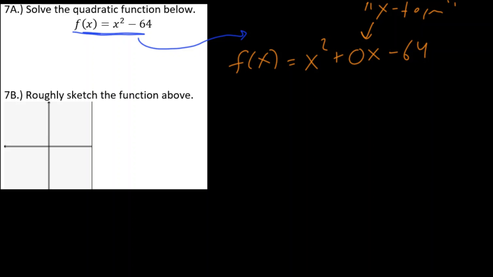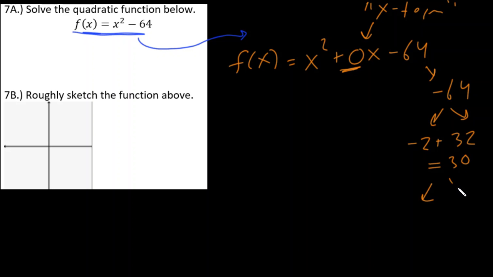So if the x term is missing, what that tells me is that I'm really breaking down this negative 64 into two numbers that add up to be 0. So you can think of negative 64 like, what are some possibilities? It could be negative 2 times positive 32. But if I combine those together, I would get 30. Well, that's not 0.